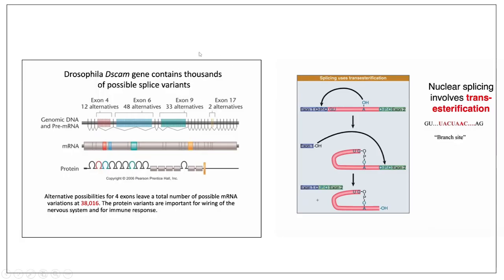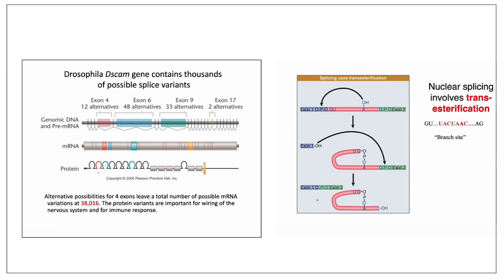See, again, this is a Drosophila gene. You see exon number 4, exon number 6, exon number 9, exon number 17. So this is your genomic DNA, or you can say pre-mRNA. Why are genomic DNA and pre-mRNA the same? Because in pre-mRNA also, RNA processing has not taken place. So both introns and exons are there. And then it is mRNA, and then it is protein.